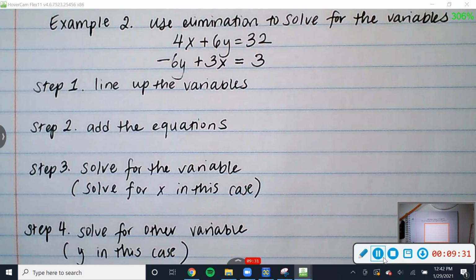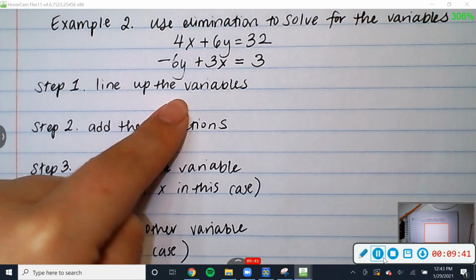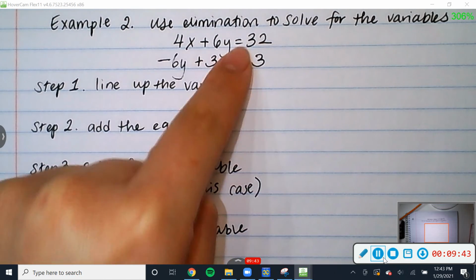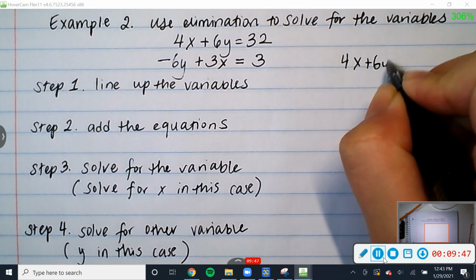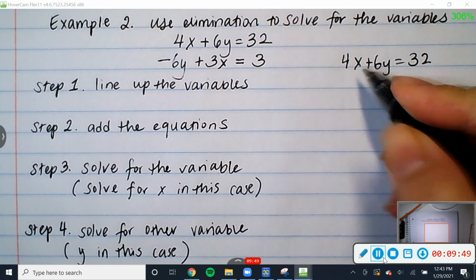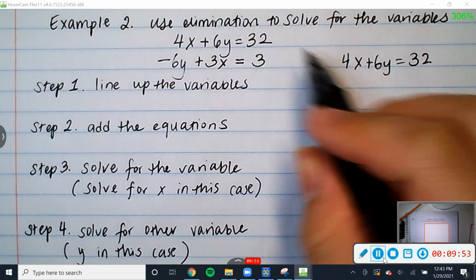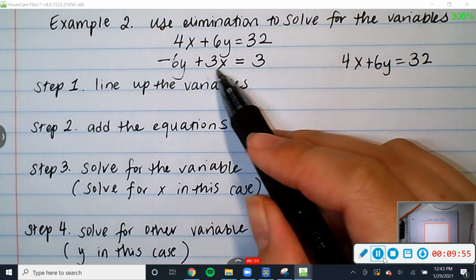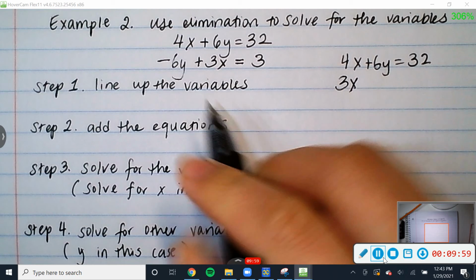So if you looked carefully, you might have noticed that the step is slightly different from the previous ones we've done. Let's take a look at how. Step 1 is going to be the same. Line up the variables. So I'm going to keep this top one the same. I'm going to start with 4x plus 6y equals 32, but I need x to be lined up with each other and y to be lined up with each other. So this 3x is going to go in front here so that I can line them up.